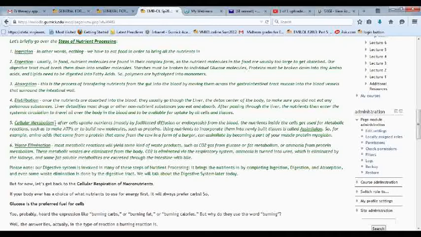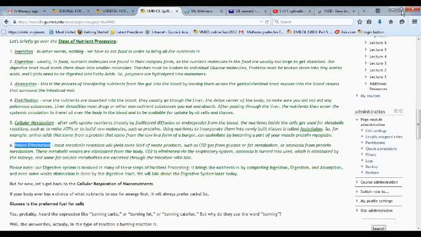Then when your cells uptake those nutrients, mostly by facilitated diffusion or by endocytosis, those little nutrients get used up by the cell, either for cellular respiration, meaning using the nutrients to make ATPs, or used for assimilation, meaning using those nutrients as building blocks to make more of yourself. And finally, waste elimination would be the last step of nutrient processing, where you take the metabolic waste products and excrete them out of your system.